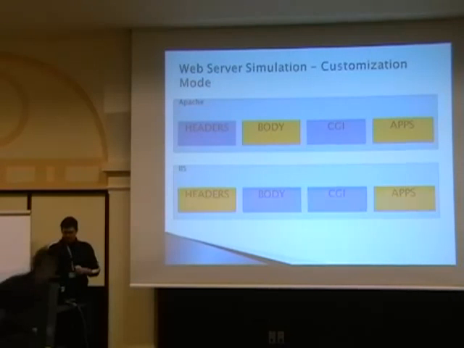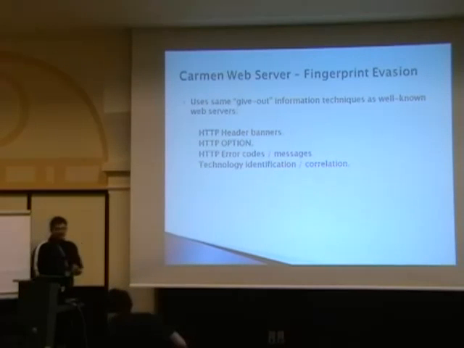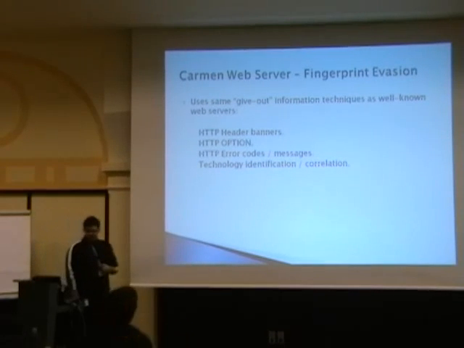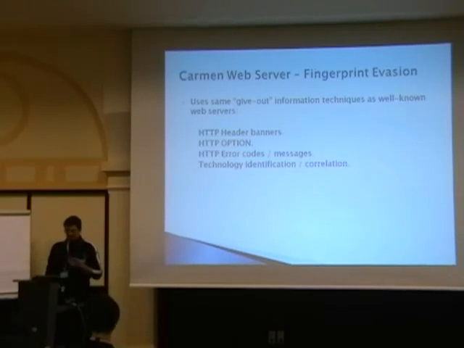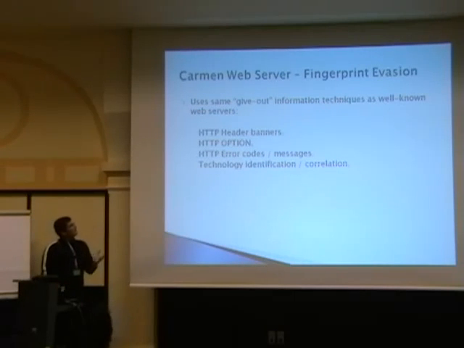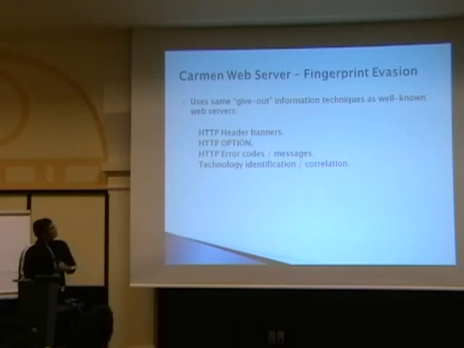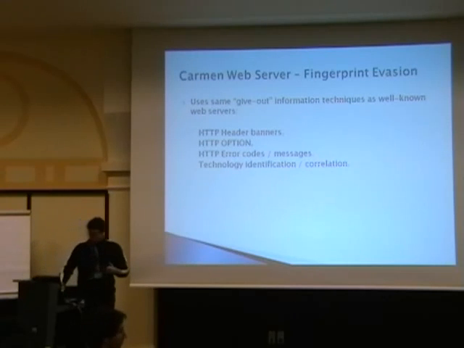and that's really funny. So, why do we want to do that? Because we want to perform fingerprint evasion. Servers give out the same kind of information that a web server does. So for example, if you set up the server to run like IIS or Apache, it gives you the same HTTP banners. You can define the same options in the HTTP, the same error messages and codes, and technology notifications, CGIs and stuff like that. So that's quite interesting.